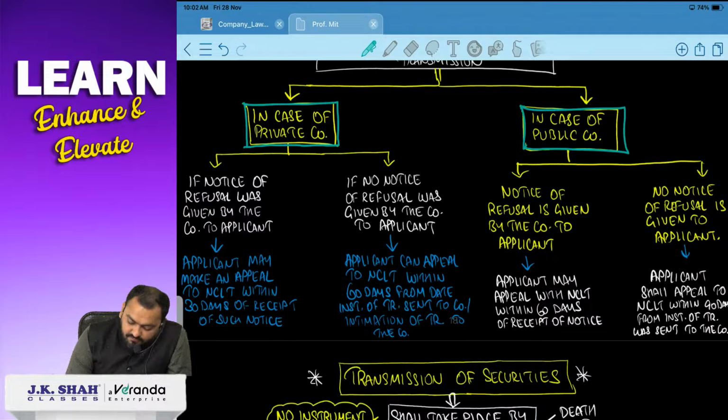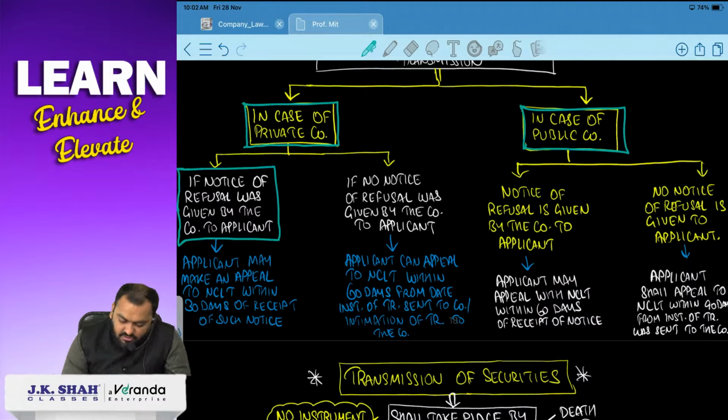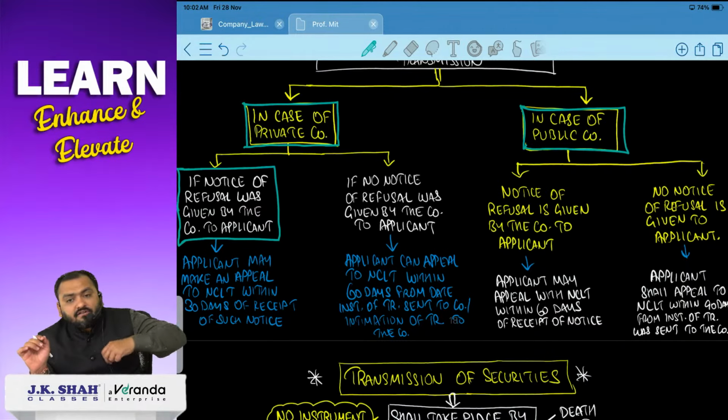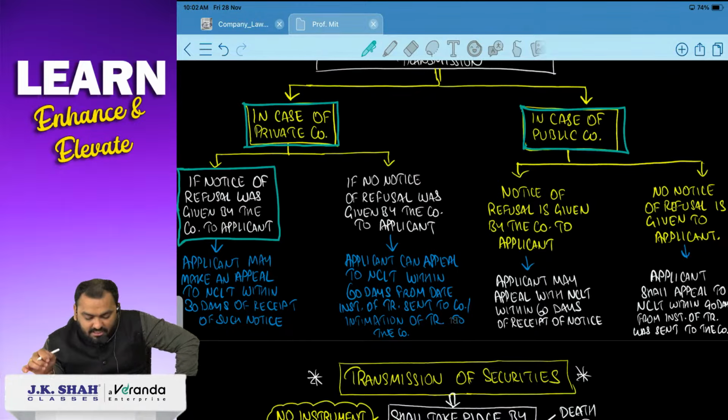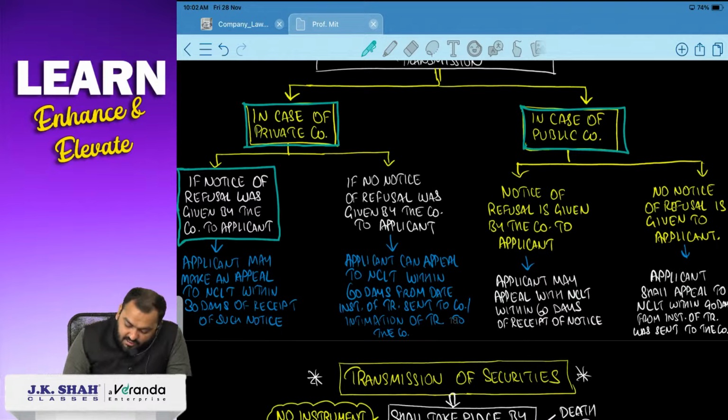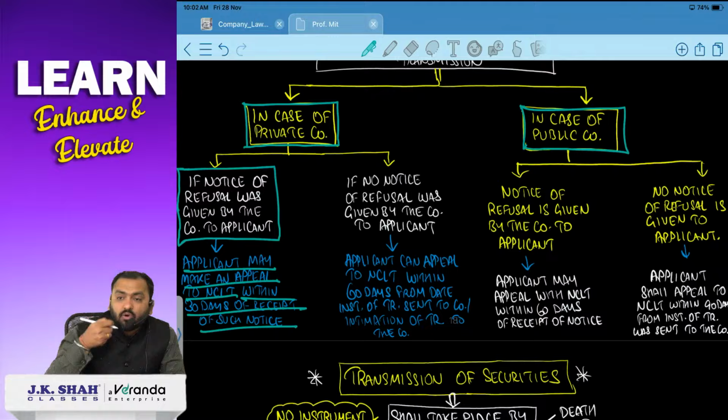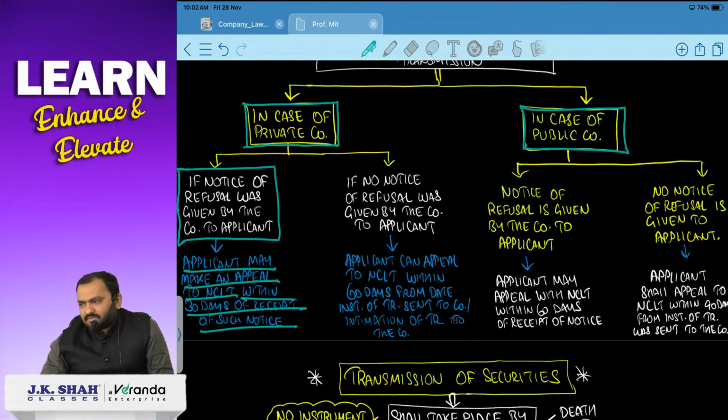Okay, so if the notice of refusal was given by the company to the applicant, the first case: if the refusal notice was sent from the company to you, now what can you do? The company has given you the refusal notice, now what can you do? The applicant may make an appeal to NCLT within 30 days from the receipt of that refusal notice.